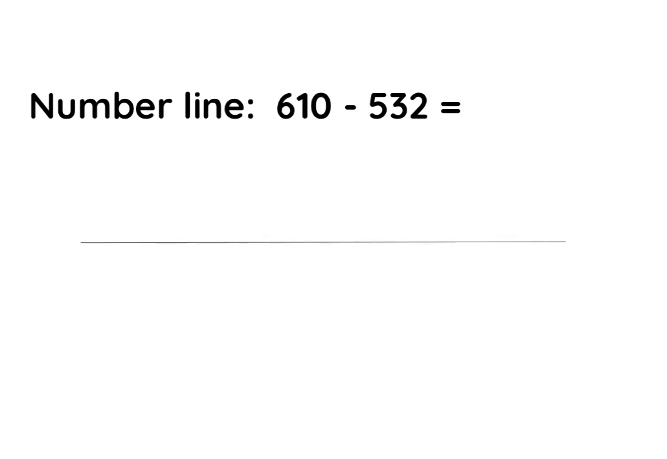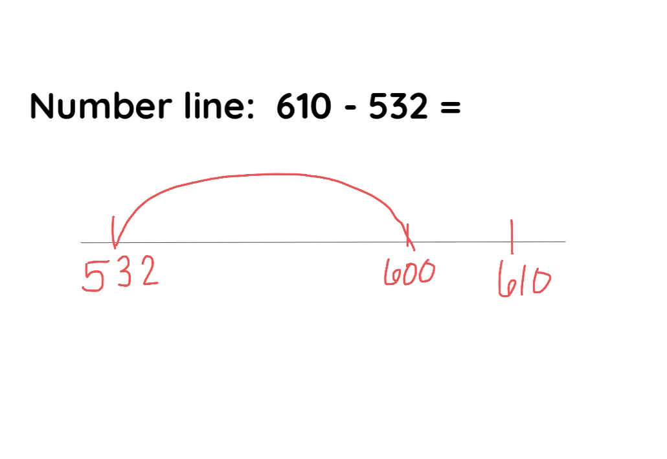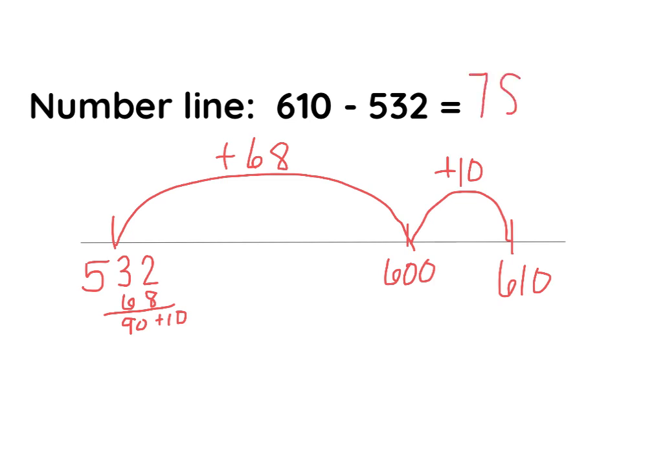All right, 610 minus 532. Notice this problem. If I start at 532 and I go to 610, it's going to be less than 100. So you could stop at 600 here if you'd like and add the partner, which 32's partner is 68. See how I can put that there to do my 90 plus 10, which is the next 100. So I could add 68 and then add another 10 for an answer of 78.